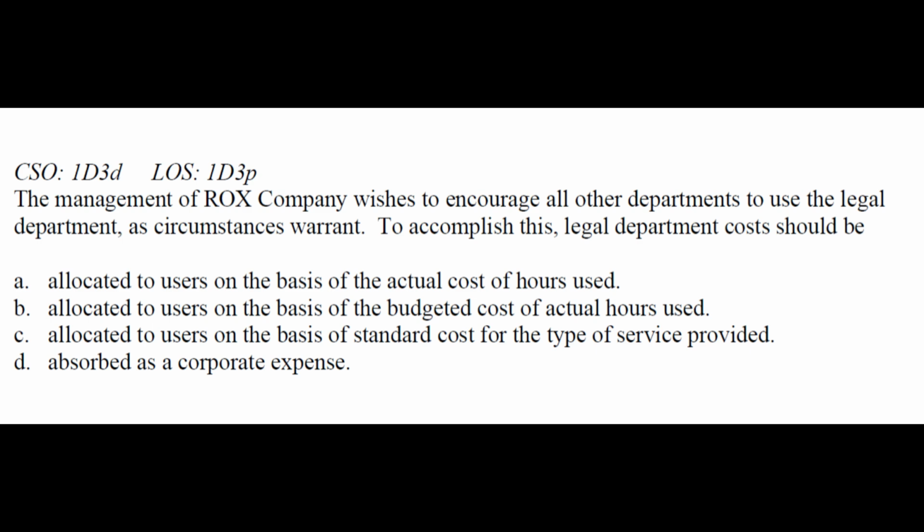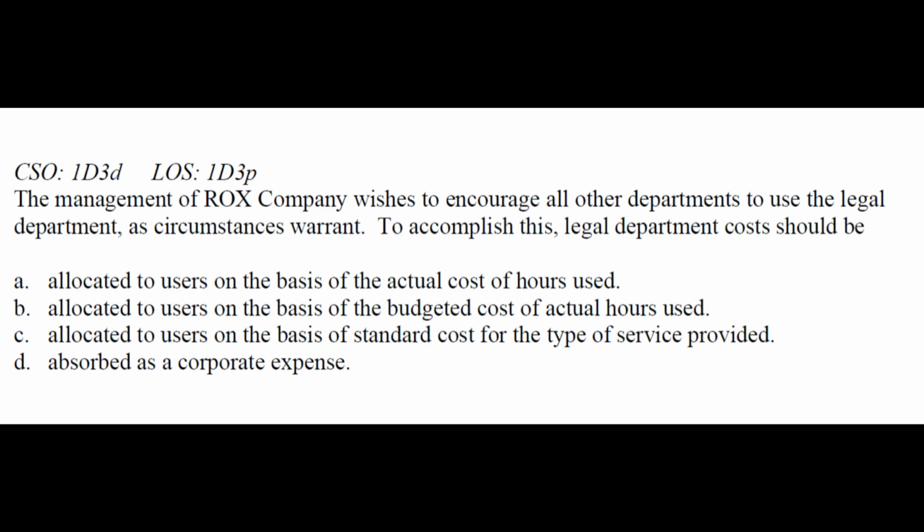B. Allocated on budgeted cost of actual hours used. Incorrect. Still links cost directly to usage, which may distort decision-making behavior. C. Allocated on standard cost for type of service. Incorrect. While more stable, it still assigns costs to users and may influence usage decisions. D. Absorbed as a corporate expense.